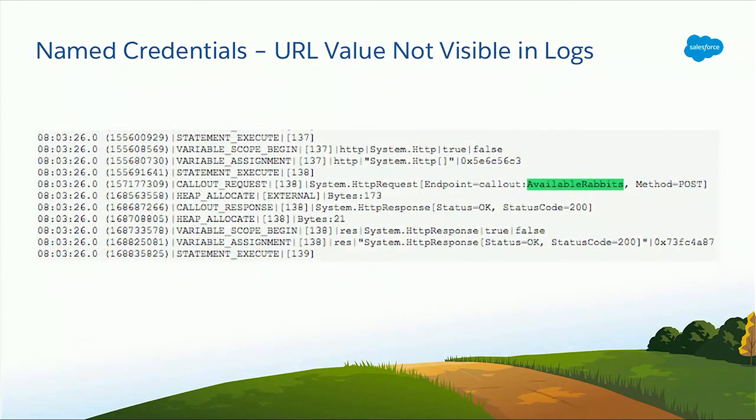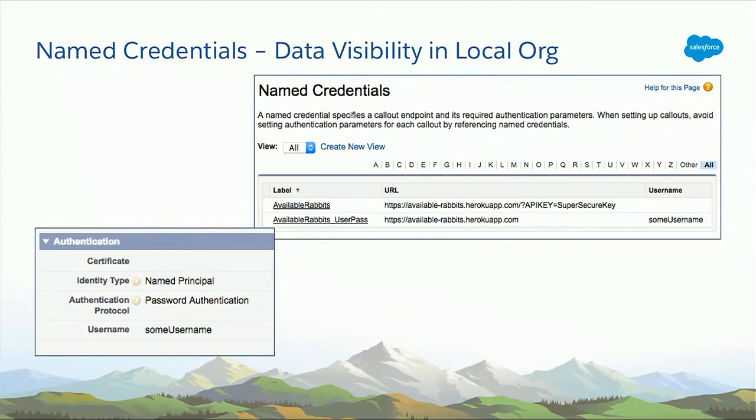You might be thinking, okay, this is awesome, we can't see it in the code, but what about the logs? If we can do this callout with this name credential, is it in the logs? No, it's not. Here I created one called available rabbits, and we'll see what that means in a minute. I took a screenshot of the log, and you can see that you can't see the secret. It's not revealed there.